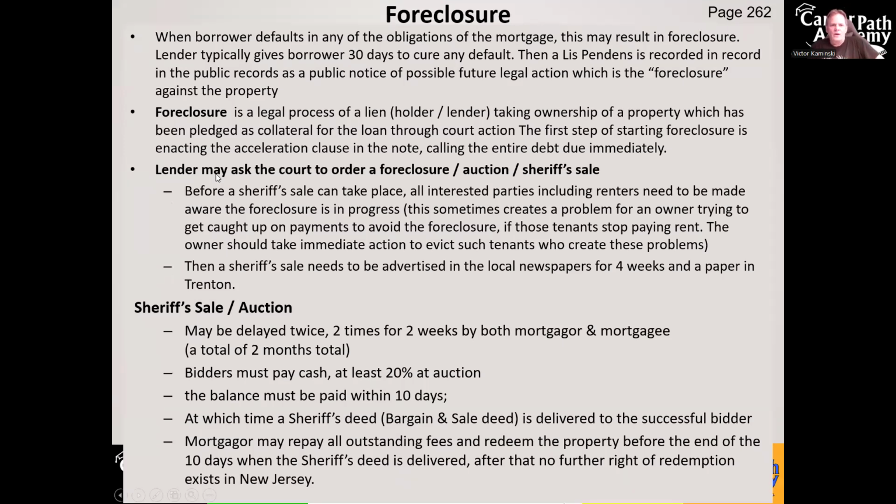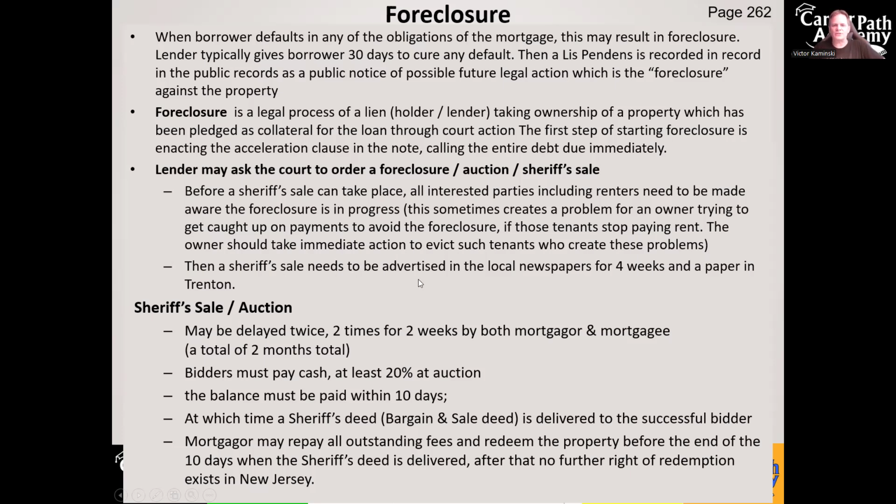All right, so the lender may ask the court to order the foreclosure sale, also known as an auction or sheriff's sale. Before a sheriff's sale can take place, all interested parties, including renters, need to be made aware the foreclosure is in progress. And this sometimes creates a problem for owners trying to get caught up on their payments to avoid the foreclosure if those tenants were to stop paying the rent. And they often do. So the owner should take immediate action to evict such tenants who create these problems.